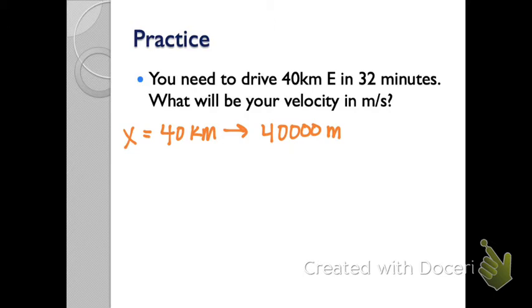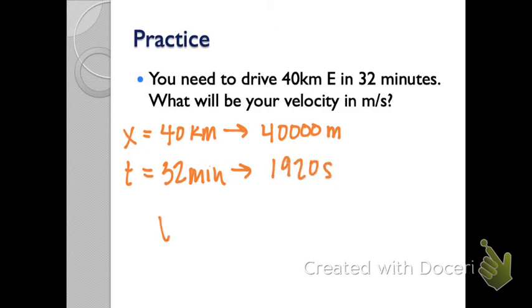And then 32 minutes would be my time. And how do I convert that to seconds? Just multiply by 60. So 32 times 60 is 1920 seconds.